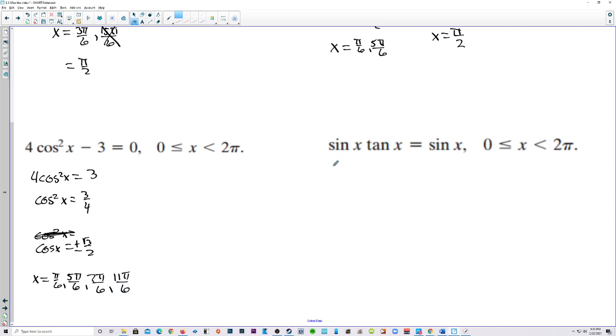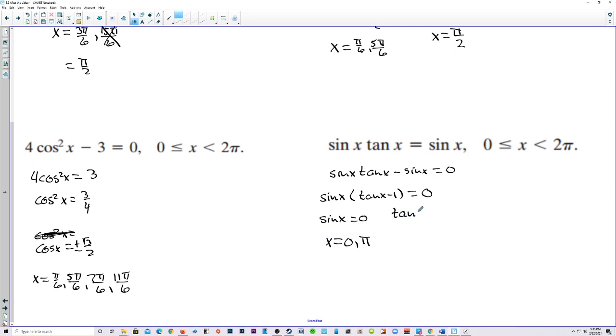On this one, let's minus the sine over. So we have sine x tangent of x minus sine of x is equal to 0. And that allows us to factor out a sine. And we have tangent of x minus 1 equal to 0. Now we want to know where sine of x is equal to 0, and that is at 0 and pi.